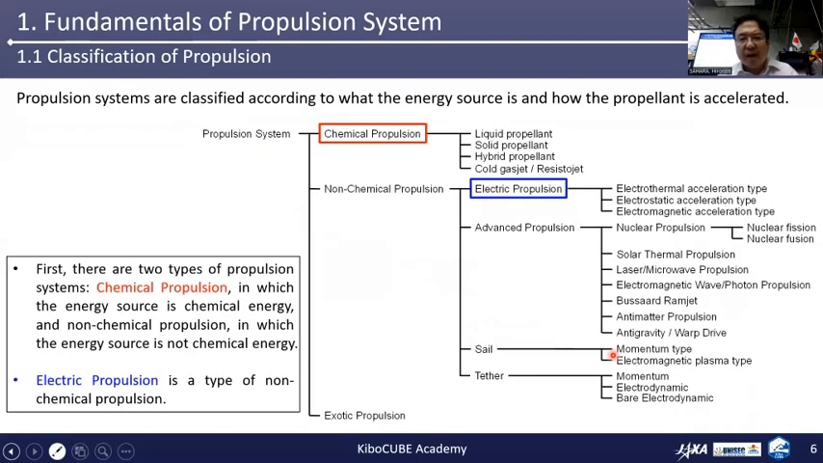Propulsion systems can be divided into two main categories, chemical propulsion and non-chemical propulsion. Chemical propulsion is classified as liquid propulsion and solid propulsion and so on, depending on the form of propellant stored. Electric propulsion is the representative of non-chemical propulsion at the practical level and is further classified according to the acceleration principle of propellant.